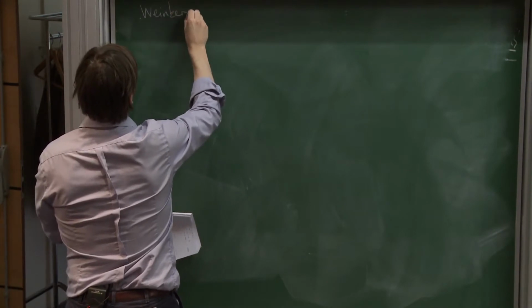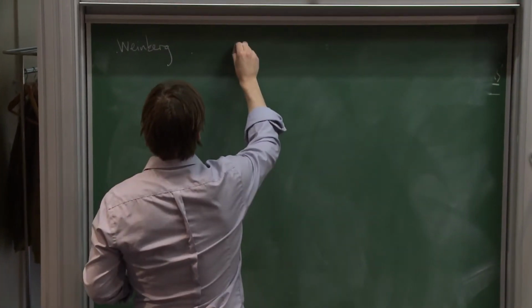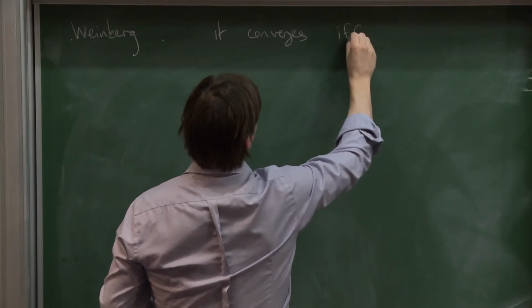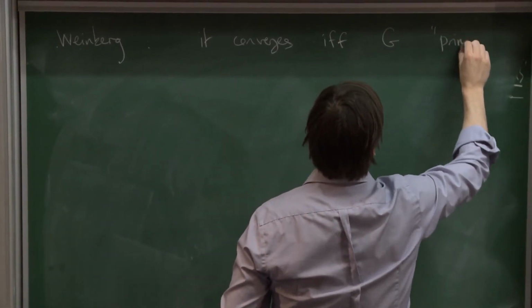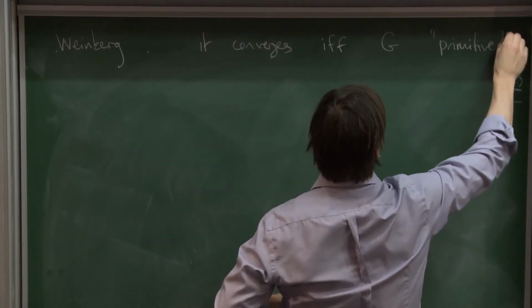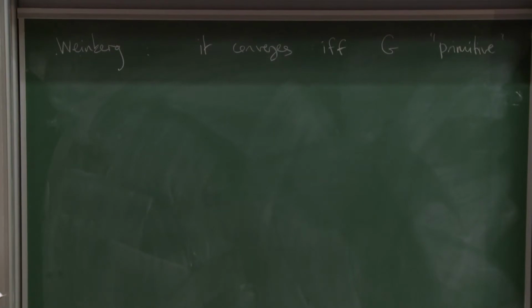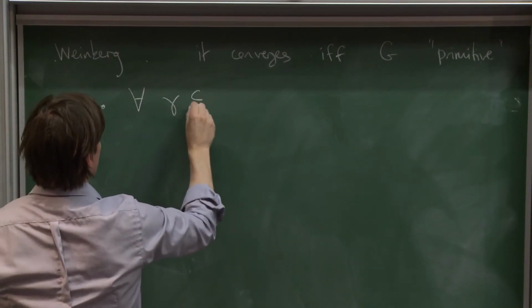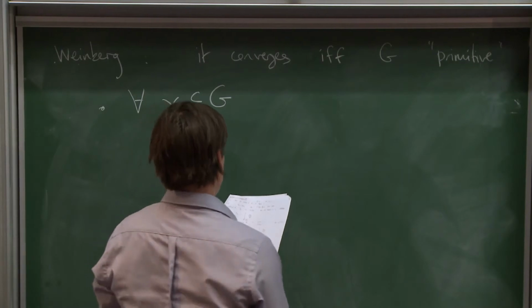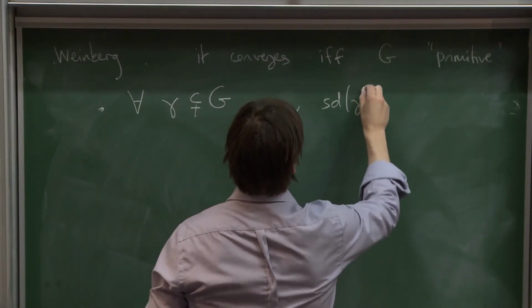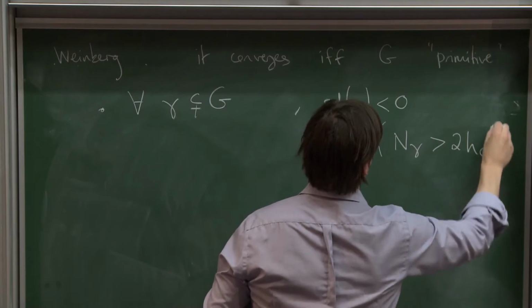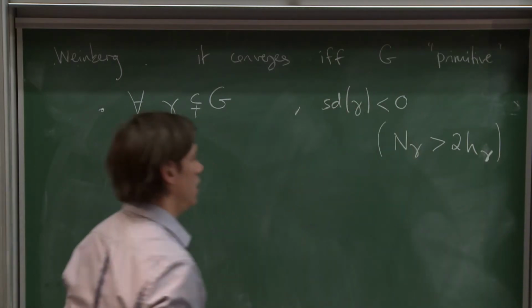So a criterion due to Weinberg is that this integral converges if and only if G is what is called primitive. He didn't certainly use that language, but primitive refers to some Hopf algebra structure that came much later. But the condition is that for all strict subgraphs of G, the superficial degree of divergence of the subgraph should be negative, and that means that the number of edges should be at least twice the number of loops.